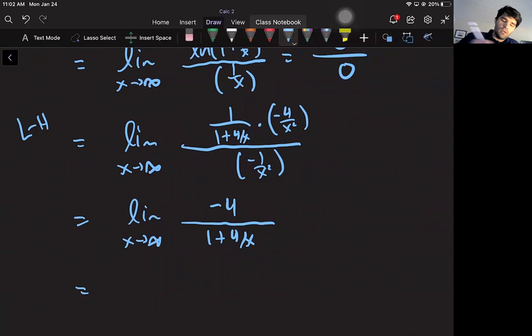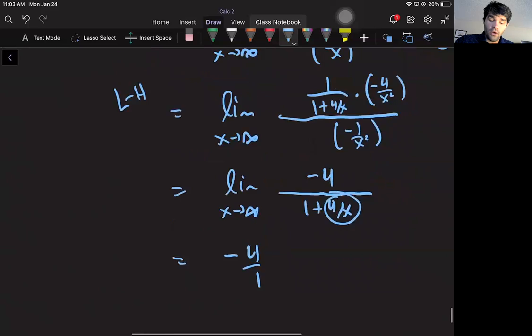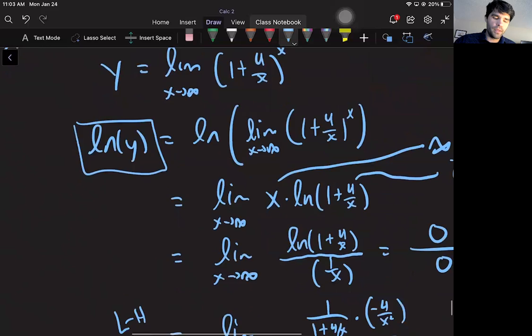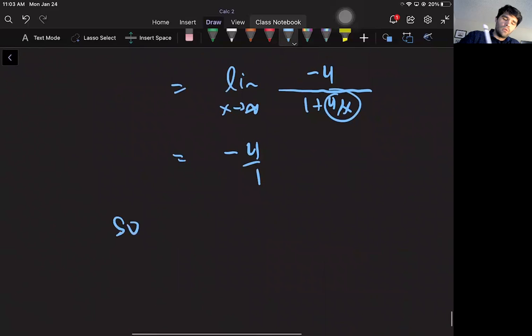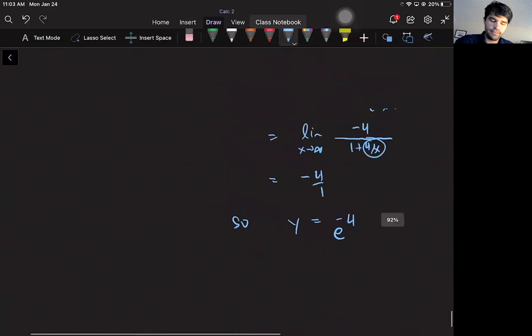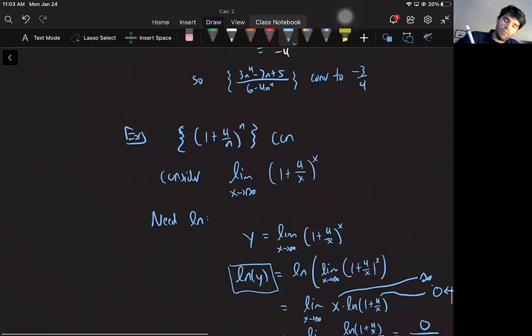So then this is just going to be, okay, as x goes to infinity, this guy just goes towards 0. So you just get negative 4 over 1. So that's the limit of ln of y as x goes to infinity. So y equals e to the negative 4, with an e on it to get rid of that ln. And so finally, this guy converges to that.